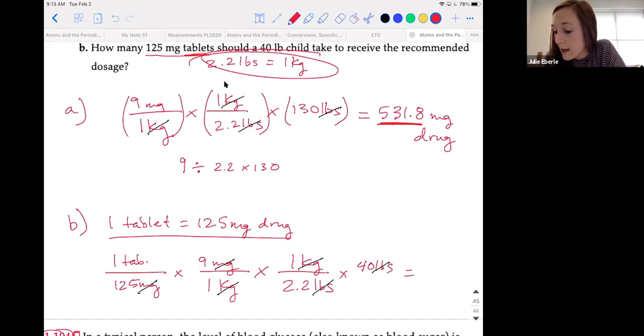Now you cannot ignore this initial 1 right here. You have 1 divided by 125, and you've got to plug in that 1 when you do the math: 1 divided by 125 times 9 divided by 2.2 times 40. What do we get? How many tablets? 1.3 tablets, so about 1.5 tablets. Always round down though, not up, right? So if you had to just give them 1 tablet, maybe that would help.